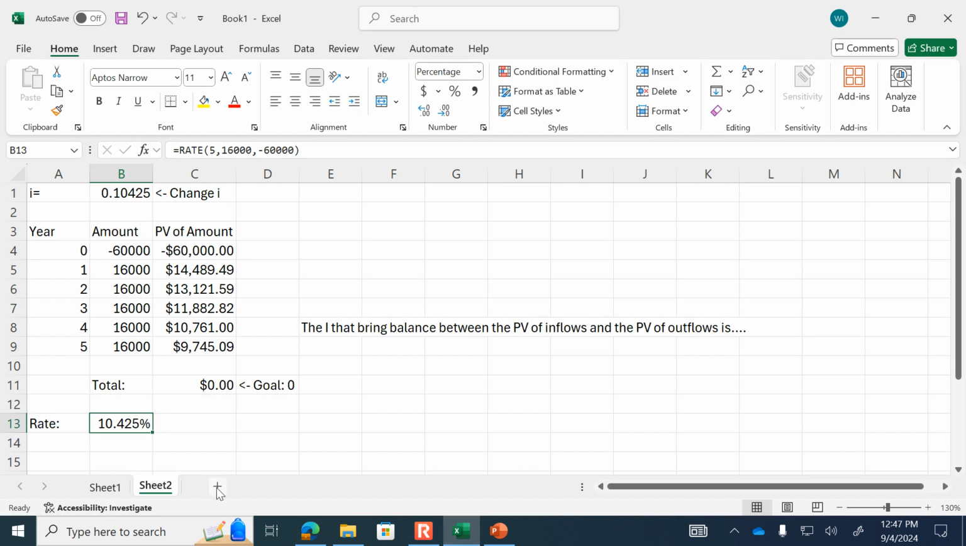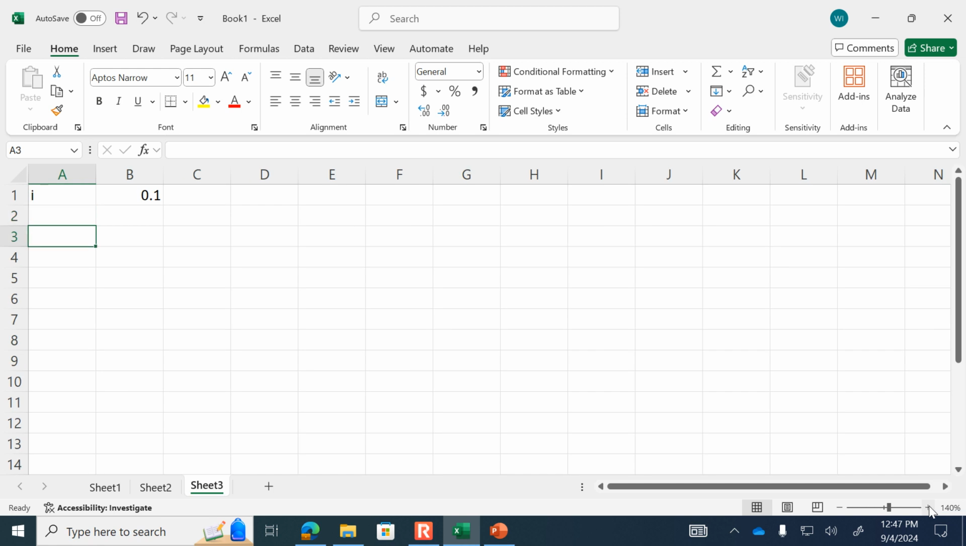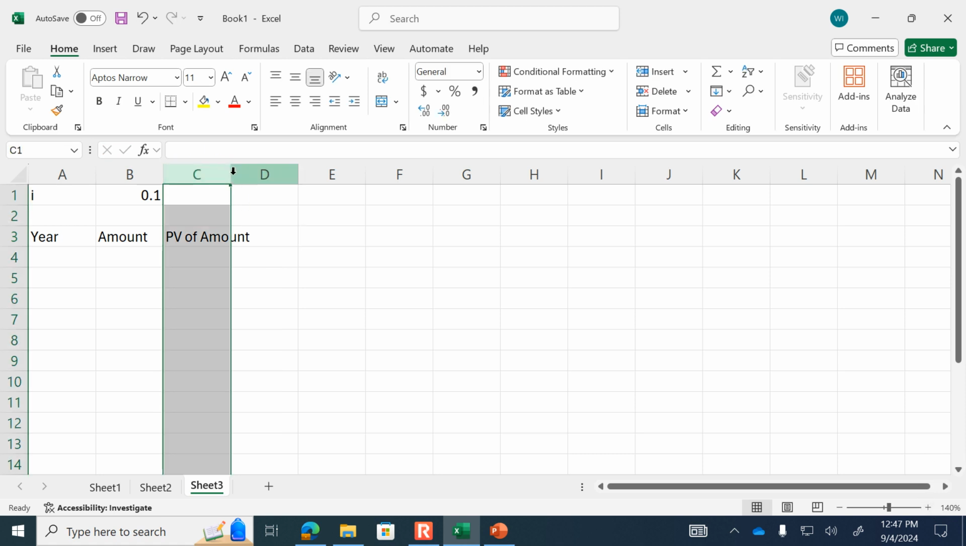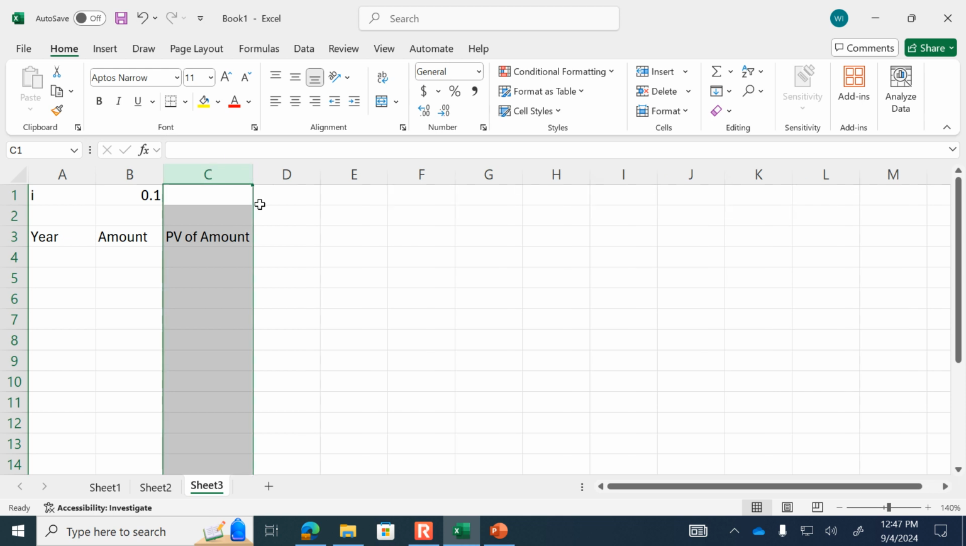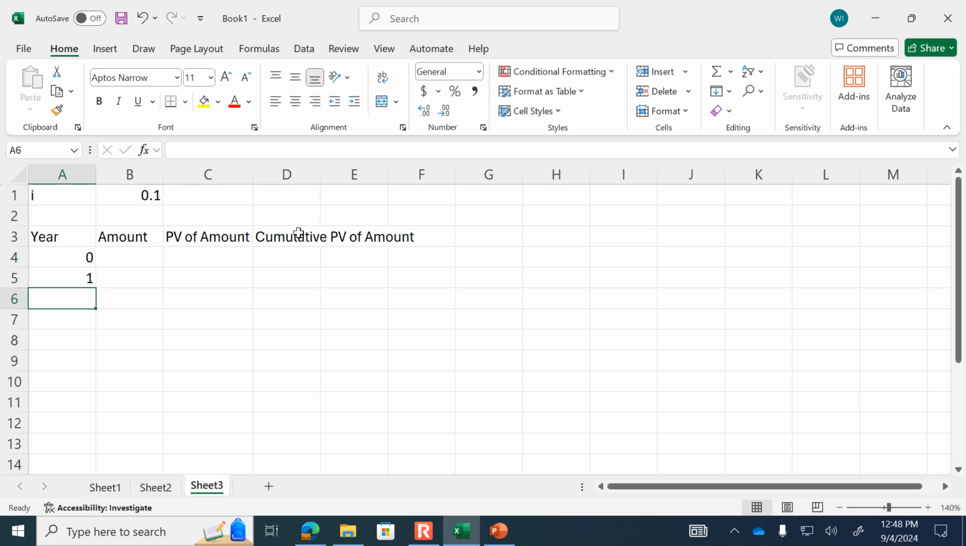And let me show you a secondary proof of that with Excel. We've got our interest rate defined as 0.1, 10% in this problem. Year, amount, PV of amount, and then I'm going to have a new column, which you haven't seen yet, called the cumulative PV of amount. And don't worry, I'll definitely have this done in 2 minutes. We've got 2 minutes of class time remaining.